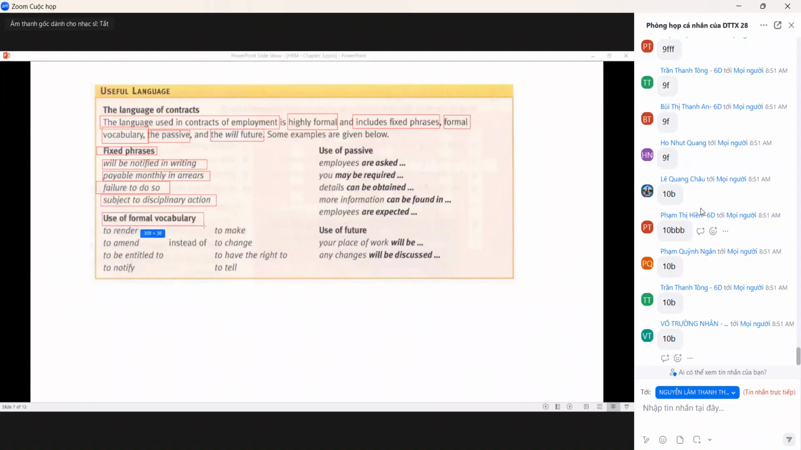Use of formal vocabulary, we have to surrender, to amend, instead of, right? To be entitled to, to notify, instead of used to, to make, to change, to have the right to, or to tell. We can change this one into this one to make the contrast better. Use of passive: employees are asked, may be required, can be obtained, can be found in, or are expected. And use of future: will be discussed. This one is usually in the contracts of employment, remember.